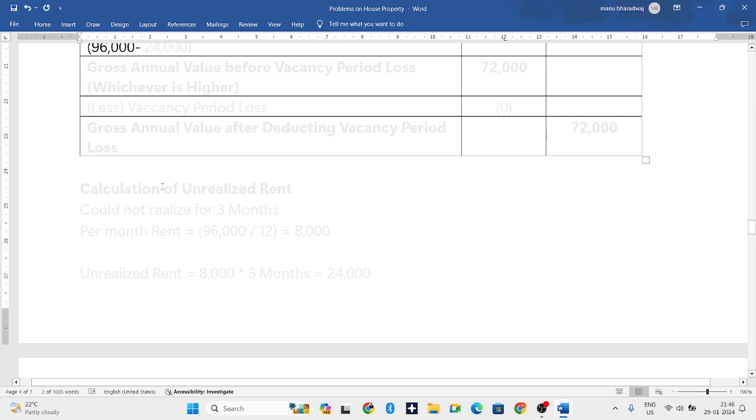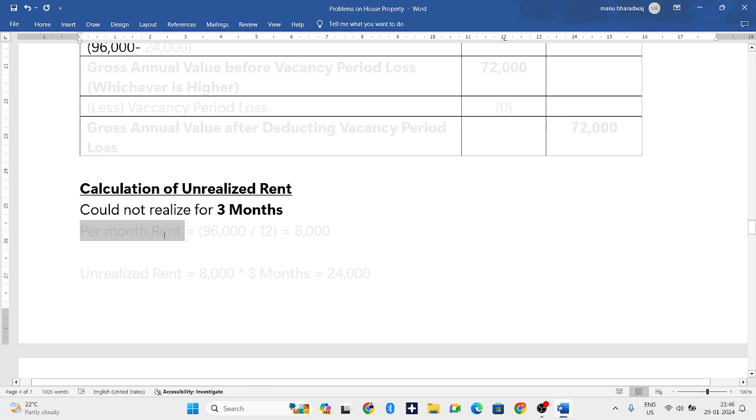Take up a working note. Calculation of unrealized rent is a working note we have to make. They have told in the question that the assessee could not realize the rent for 3 months. So first we have to calculate how much is rent per month.